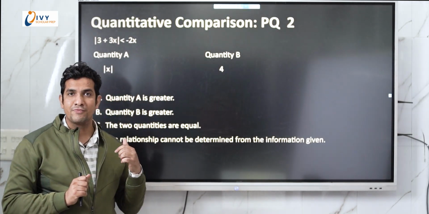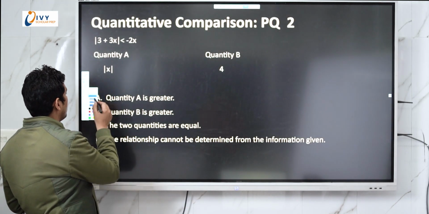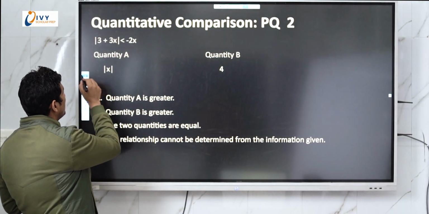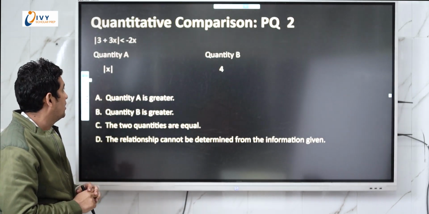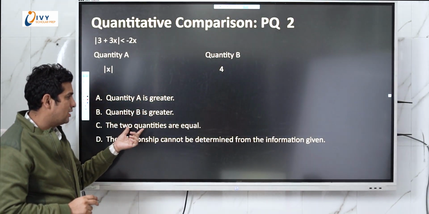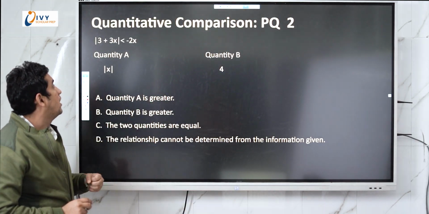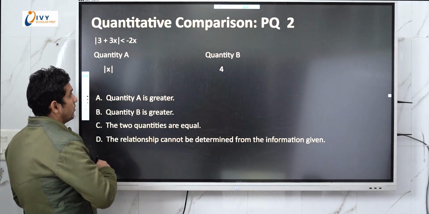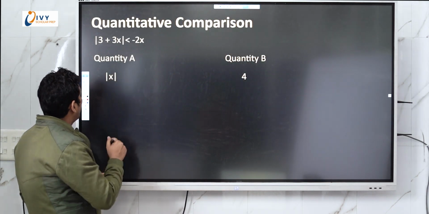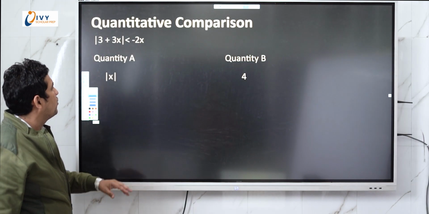Okay, now let's look at this. Again, we have a problem which involves modulus and inequality together, right? And the same thing: quantity A is greater, B is greater, equal, relationship cannot be determined. These are the option choices. Now, how do we approach this one? If you would like to see how we can make life easy here, now, how do we open the modulus, right?